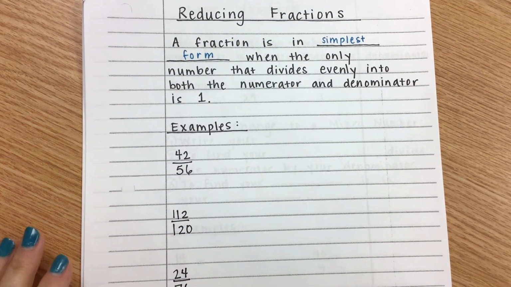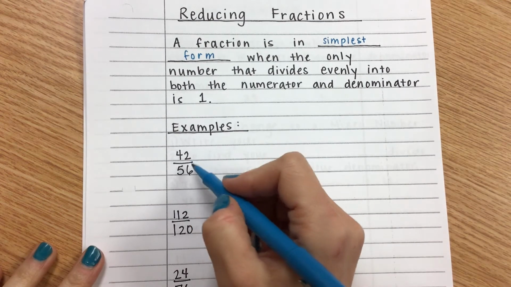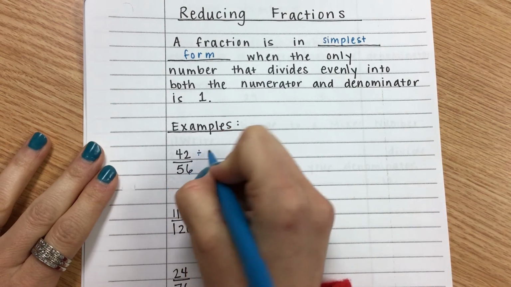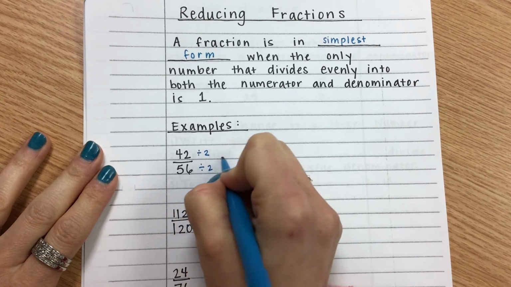So the first example we have is 42 over 56. So you're looking for a number that will go into both our numerator and our denominator. I find that most kids will just start with what they know. So I'm looking at both 42 and 56, so I know that they're both even. And when they're both even, I know that I can divide them both by a 2.